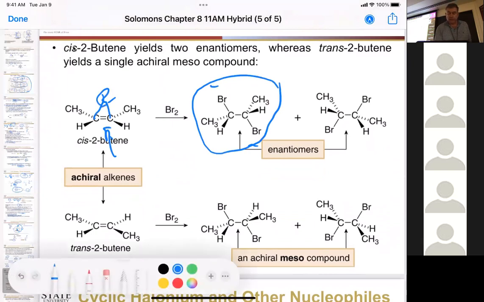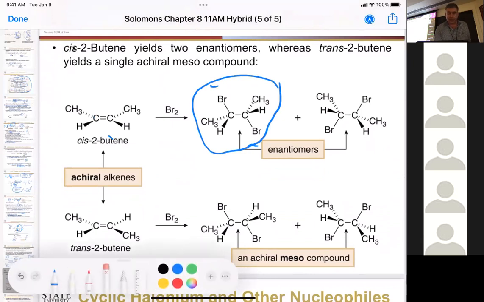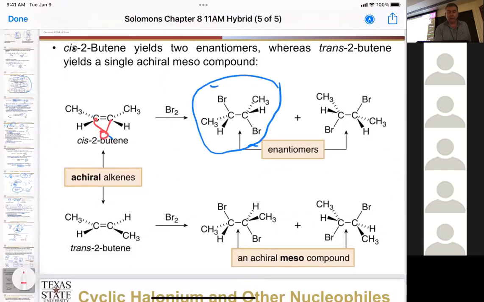But what if we attacked from the bottom? If we made our bromonium here and it attacked from the top, the other bromine came in and attacked here, this one would open up, giving us our bromine on the bottom and our bromine on the top. Again, these are enantiomers of each other. Attacking one side gives you one enantiomer, attacking the other side gives you another enantiomer. That's with the cis. What happens if we do the trans?